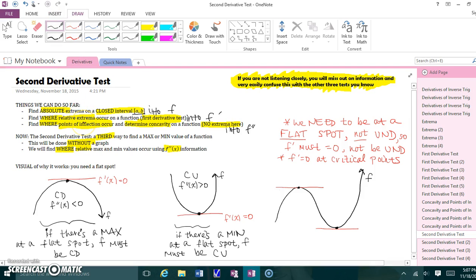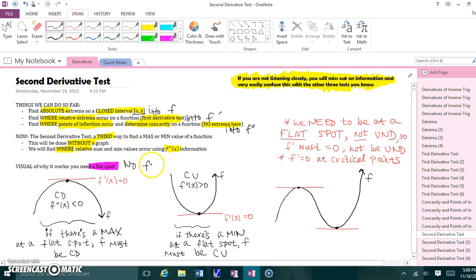Let's do a visual of why this works and how it works. So pause the video and sketch these 3 graphs. So in order for the second derivative test to work, we really need a flat spot on a function. So I drew 2 different cases here of a function that has, when I say flat spot, I mean the tangent line is flat. Well, a tangent line is only going to be flat when the derivative is 0.